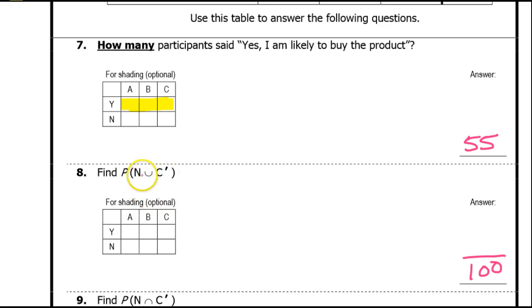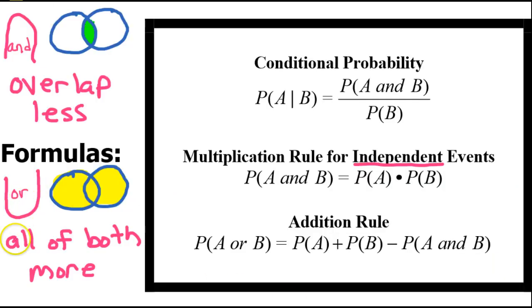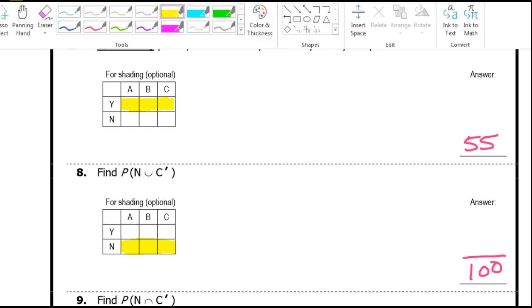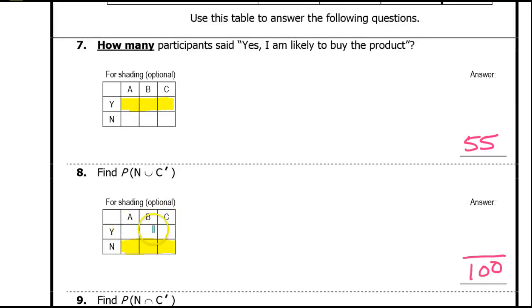Okay, so now I just need to figure out what this is, N or not C. Now remember, or is all of both sets, all of both. So if I were going to highlight these two sets, it would look like this. Let's start with N. All right, N is this set. Now I'm going to highlight not C, here I'll use a different color. Not C would be A and B. So that would be these over here.